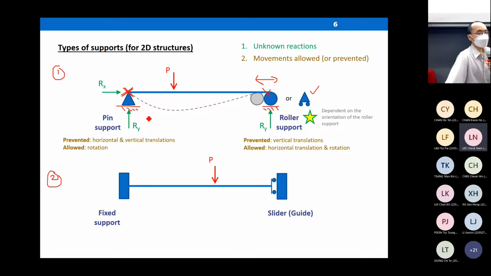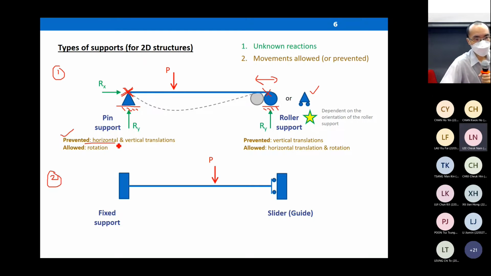At the same time, I list out the possible movement. A pin support prevents horizontal and vertical translational movements, but allows rotation. You have to understand these things because when you use Sibber's method, you have to identify this property yourself. When you use Sibber's method later on, you have to identify which displacement is allowable and which is not allowable. I will not tell you the answer. You have to identify it yourself.